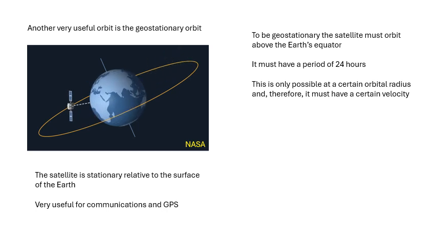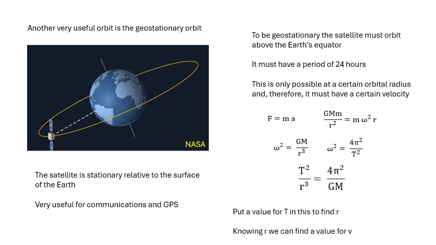This place where all the geostationary satellites are gets very, very busy, with lots of signals interfering with each other as well. The maths of it, again, we start with F equals ma. So GMm over r squared. This time I'm going to do m omega squared r, omega squared r for acceleration. And so omega squared equals GM over r cubed. Omega is 2 pi over T, so square that, and I get this expression: T squared over r cubed equals that.